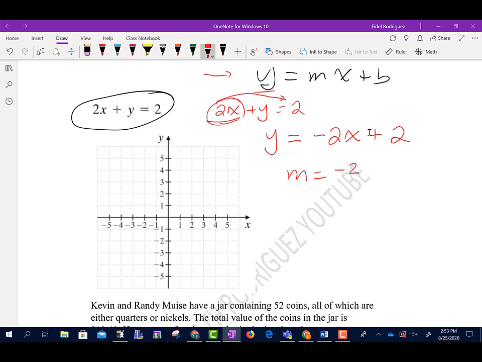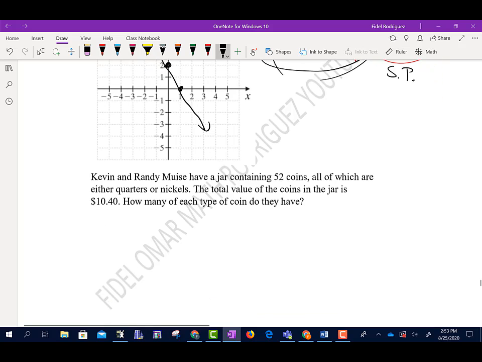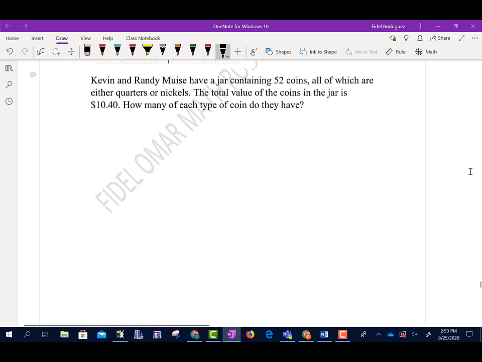So now my m is -2/1, and my y-intercept is 0, 2. This is my starting point. So 0, 2 is going to go right there. Since my slope is -2/1, down 2, over to the right 1. Look at my line, it's going down, and again our slope was negative, right? All right, so let's try this next problem here.